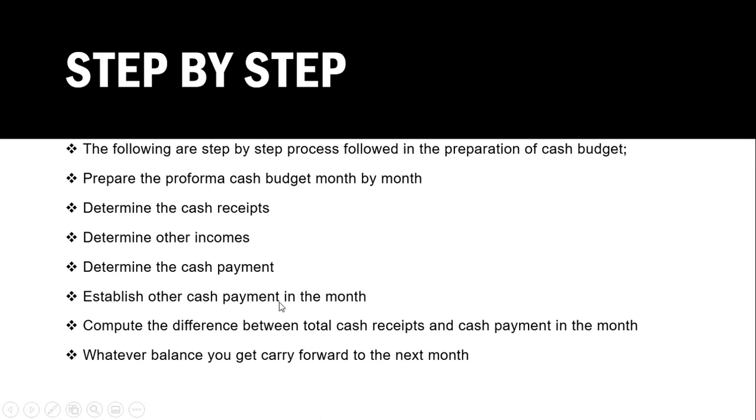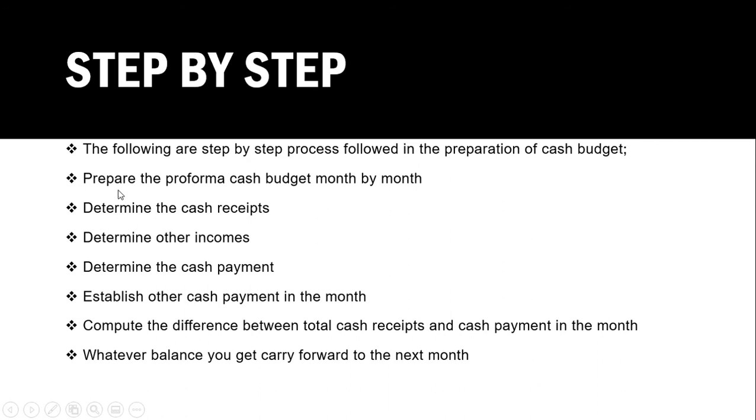Establish other cash payment in the month. For example, you're paying for wages, salaries, rent, etc. So these are expenses that you must factor in when you are actually initiating this process. And then compute the difference between total cash receipts and cash payment in the month. Whatever balance you get, carry forward to the next month. So these are the steps to be followed.